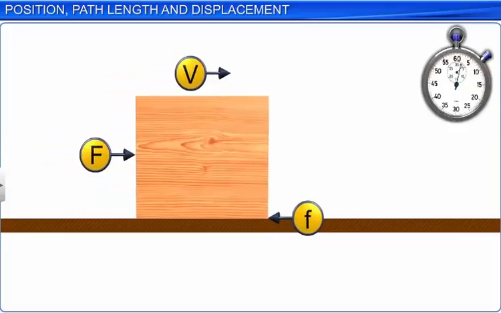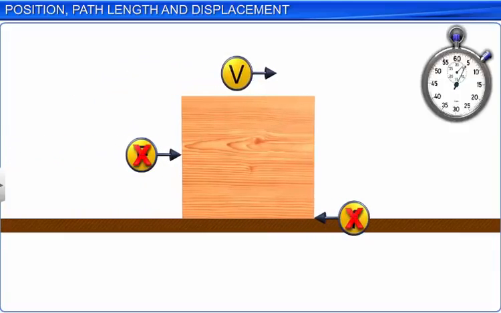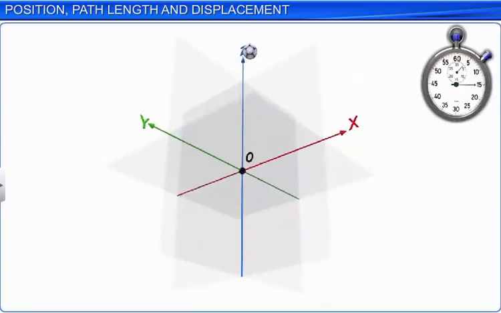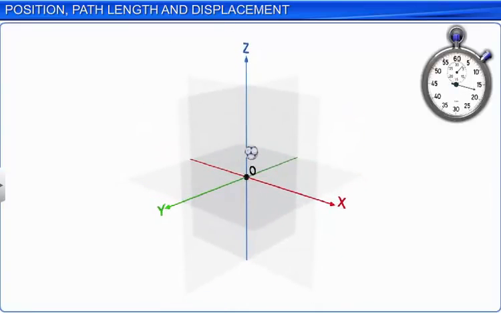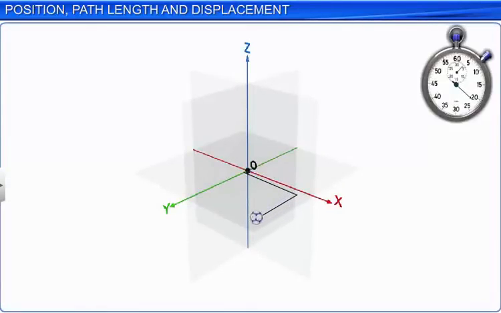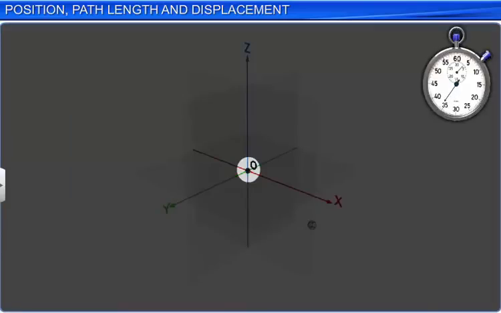In kinematics, we study the motion of bodies without considering the forces that cause the motion. Let us first understand what is meant by the position of a body. The position of a body in space is denoted by three coordinates: x, y, and z. The path length and displacement of a body depend on how its position changes with time. To specify the position of a body, we use a reference point with respect to a set of axes.